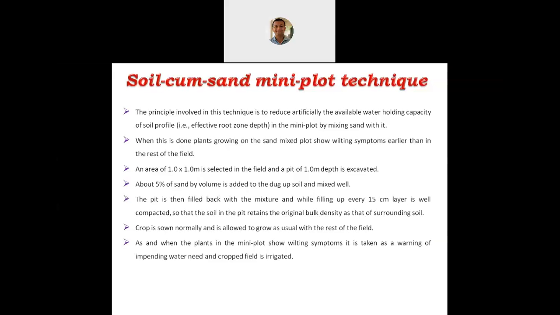And now the plants are planted in that specified area along with your main field. So whenever the water drains out from that 1 meter by 1 meter area quickly, the plants will show wilting symptoms in that specified area earlier compared to your actual field. So this gives us a rough estimate of when we need to apply irrigation water by looking at the wilting symptoms in that small area. So this is basically the soil cum sand mini plot technique.